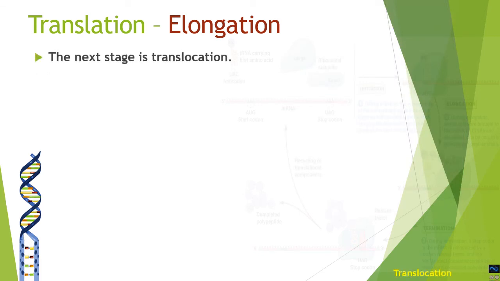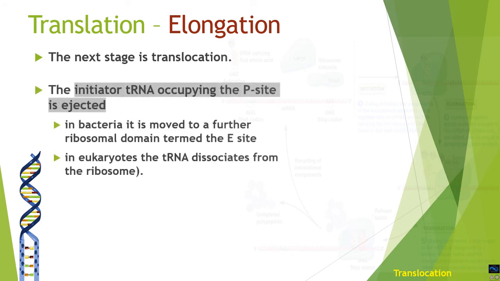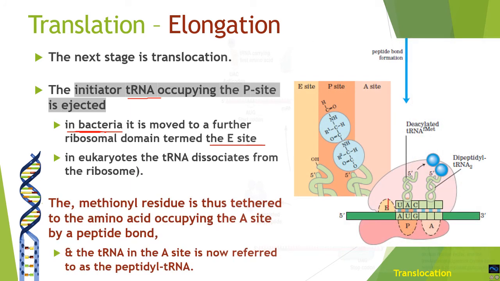Then the third step of the elongation is the translocation, which involves the movement of the whole subunit one codon ahead on the mRNA towards the 3' end. This also involves the initiator tRNA, which is now decharged, exiting the complex. In prokaryotes, in bacterial cells, there is an E site, so this decharged tRNA will move to that site. However, in eukaryotes, the tRNA which is decharged of the amino acid will be moved out of the complex.